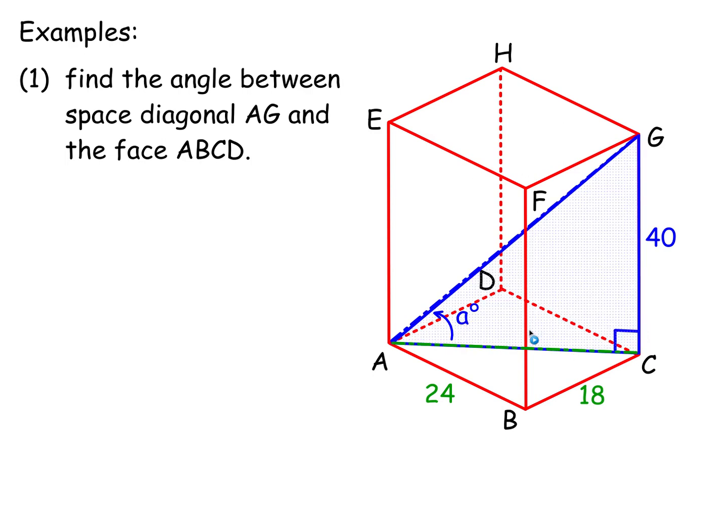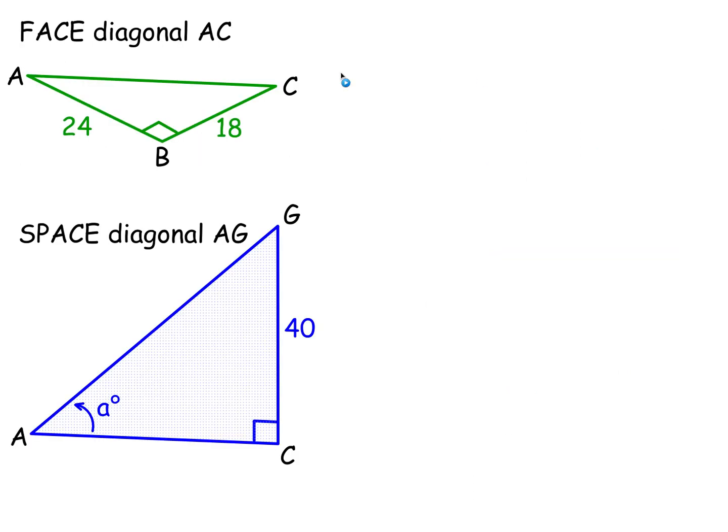So there's the blue triangle. We're after the angle, so we want to apply trigonometry here. But for the bottom, to get AC, one of the sides of the blue triangle, we can use Pythagoras. We've got two sides and a right angle, so we don't need trigonometry. It's Pythagoras we need. So we apply Pythagoras' theorem to get AC, and then we can use trigonometry. So there's the green triangle.